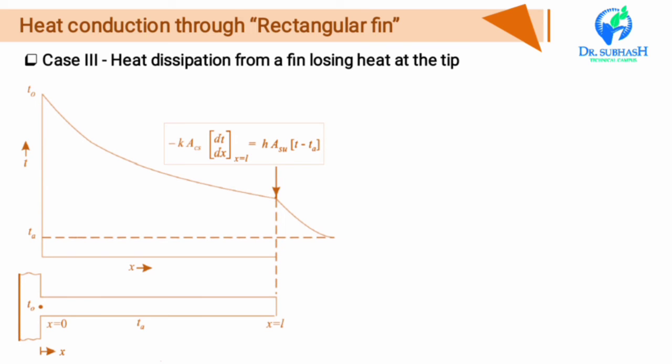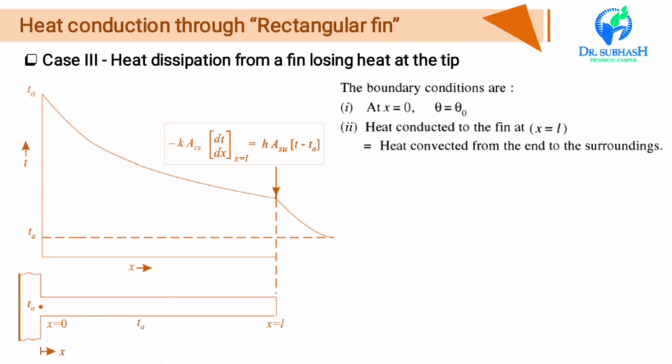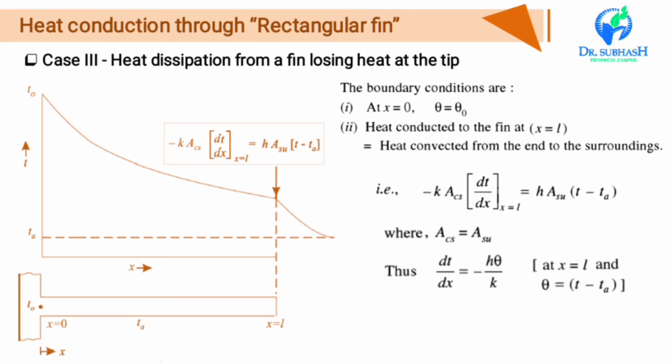It is a figure of case number 3, and these are our boundary conditions. Number 1, same as per case number 1 and 2: at x is equal to 0, theta is equal to theta 0. Our second condition is heat conducted to the fin at x is equal to L is equal to heat convected from the end to the surrounding.